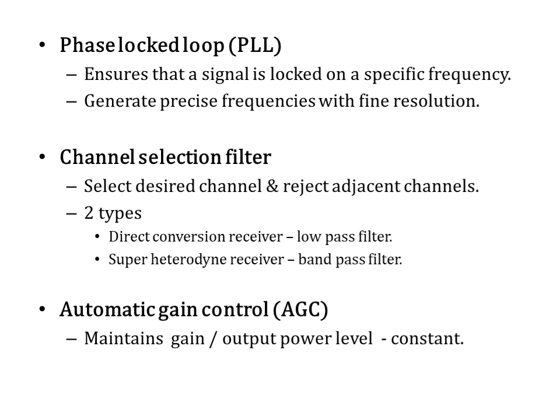Next is the channel selection filter, which is used to select the desired channel and to reject the adjacent channels. There are two types of channel selection filters. First is the direct conversion receiver, which uses a low pass filter for channel selection. On the other hand, the super heterodyne receiver adopts a band pass filter. The automatic gain control maintains the gain or output power level of an amplifier to be constant over a wide range of input signal levels.